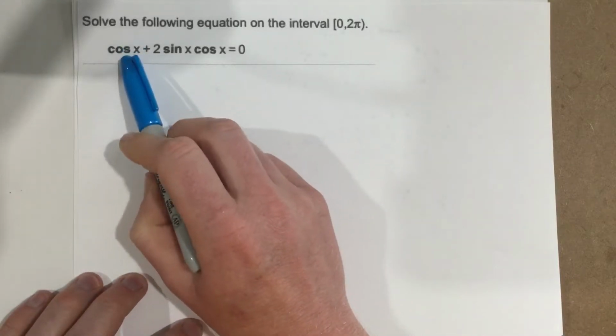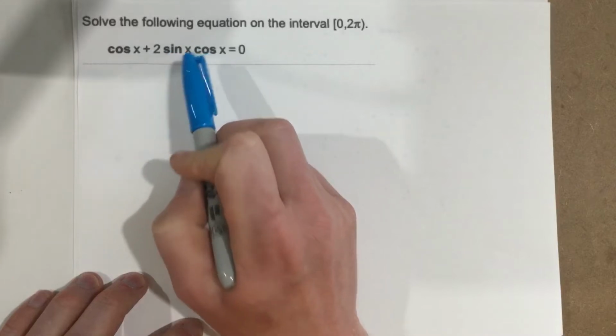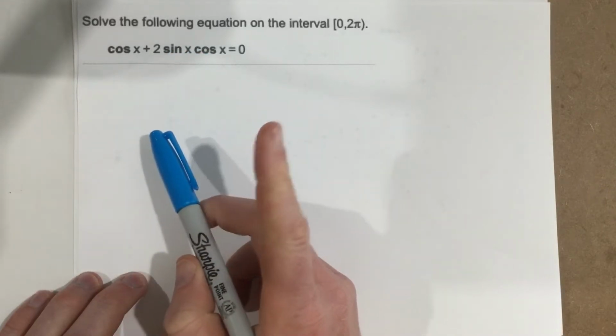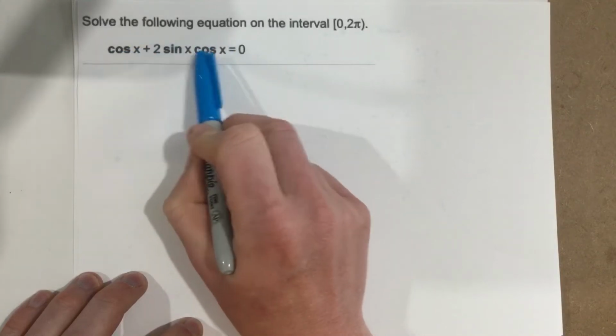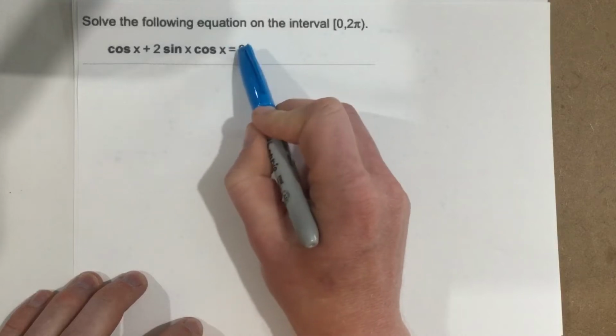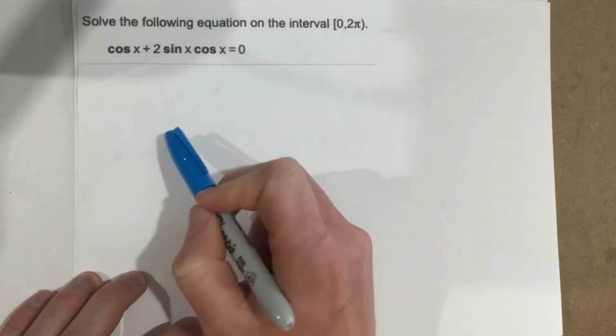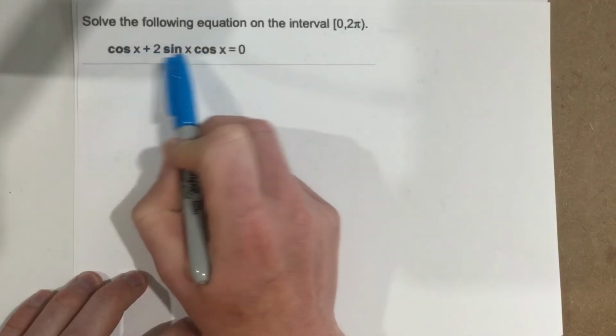Now the first thing I want to do in this problem is I see that I have two different functions. That usually causes us issues. But I have cosine x that's in both of them. Both terms have cosine x. So because it says equals 0, I automatically think, can I get this to the zero product property? Well, I can if I factor out cosine x.